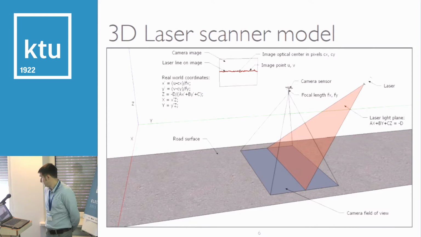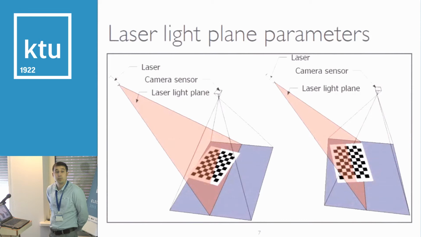In order to find the laser light plane parameters, we have used a method where we used chessboards, and we used different poses of the chessboards. And by knowing the camera intrinsic parameters and the chessboard size, we can calculate the extrinsic parameters of the chessboard, which are the rotation and translation vectors of the chessboards. And we know that these laser lines are located on these chessboards, so we can calculate the real locations of these laser lines on those chessboards.